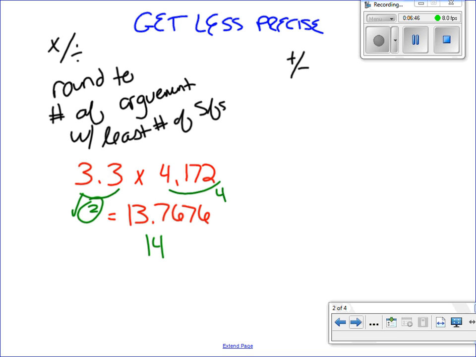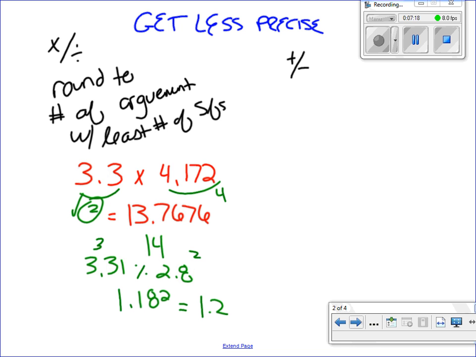Division is the same way. If I had 3.31 divided by 2.8, my answer is 1.18, etc. I would round it to the one with the least. This has 3 sig figs. This has 2. I'm going to round this to 2 sig figs, which is 1.2.